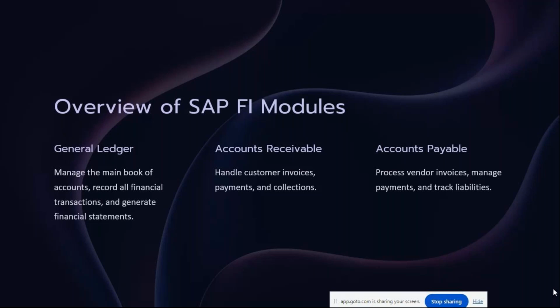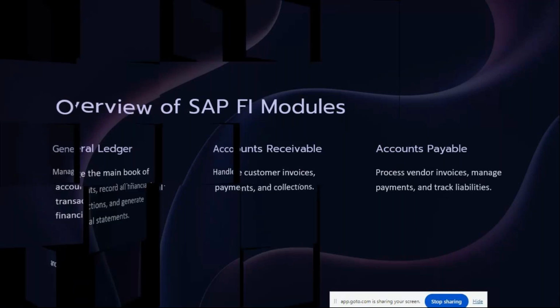Then the SAP FI modules cover accounts receivable and accounts payable. Accounts receivable is based on the customer, so it handles customer invoices, payments and collections. Accounts payable belongs to the process of vendor invoices, managing payments and tracking liabilities. What do you mean by liabilities? Liability is the amount which a company is liable to pay to the creditors. Here vendors are called creditors, suppliers of goods and services.